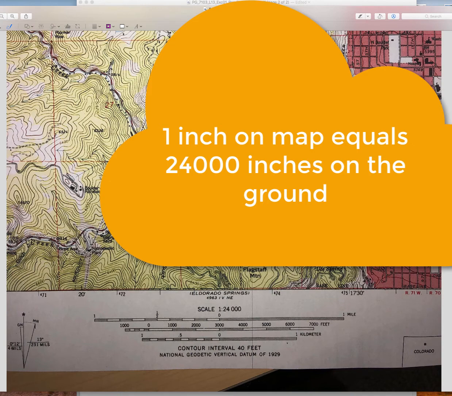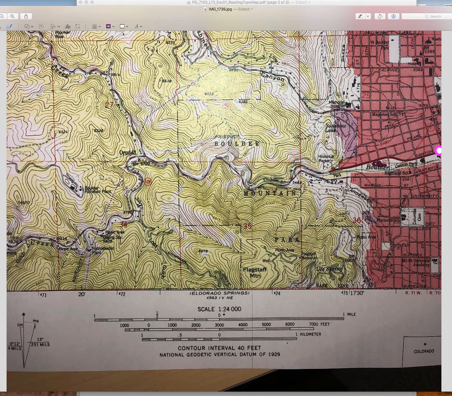For example, if I measure 1 inch on this map, I'm really measuring 24,000 inches on the ground. Since there are 12 inches in a foot, that equates to 2,000 feet. So 1 inch on this map is 2,000 feet. That would be a verbal scale. But for the representative fraction, you always have inches to inches, or I can use centimeters to centimeters. So if I measure a centimeter on the map, I'm really measuring 24,000 centimeters.